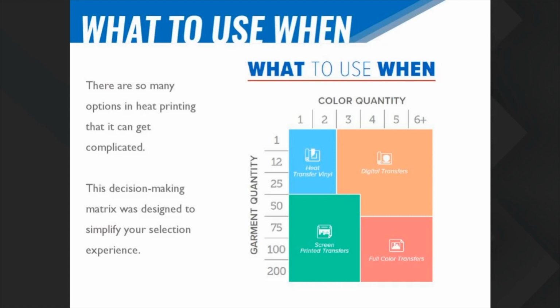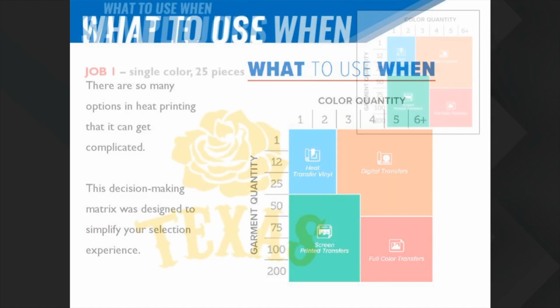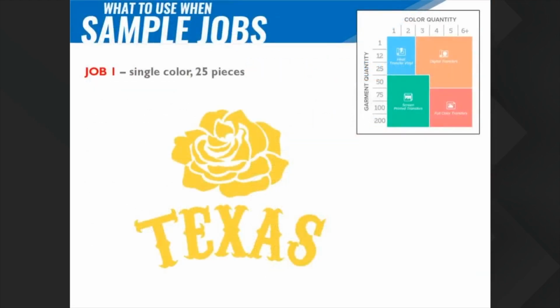If you've got 3 or more colors but your quantity is higher, at 60 pieces or more, you're going to want to use full color heat transfers. That is our stretch litho matte out of Transfer Express. All right, we're going to go to the next slide here.